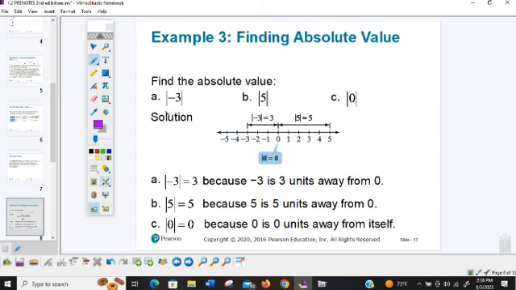The absolute value of negative 3 is going to be positive 3. Okay, the reason is it is 3 units from 0. Absolute value stands for the distance from 0. The absolute value of 5 is 5 because it is 5 units from 0. The absolute value of 0 is 0. So the shortcut we learned is when you see a negative, remember absolute value is always the positive. It is your distance from 0, and distances can't be negative.